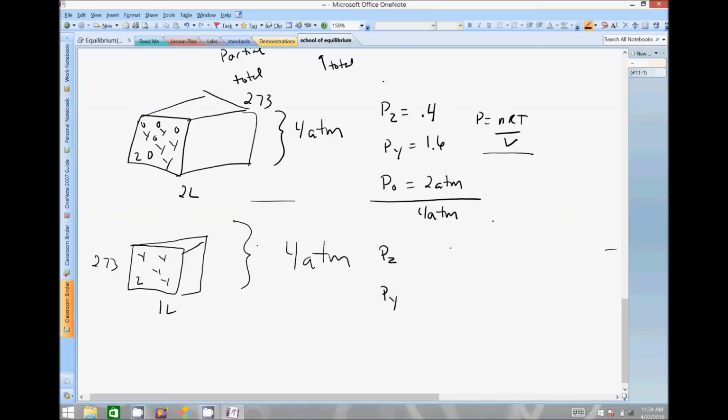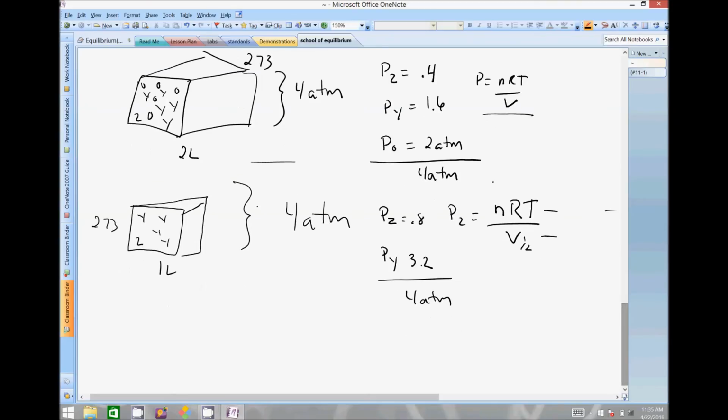Well, in this situation, the partial pressure of Z is equal to the moles, which has not changed. R has not changed. Temperature has not changed. But my volume is now 1/2 of what it normally was. So my partial pressure is going to double. Same numerator, half the denominator, this doubles. My new partial pressure is 0.8. And this partial pressure is 3.2, giving me a total pressure of 4 atmospheres.